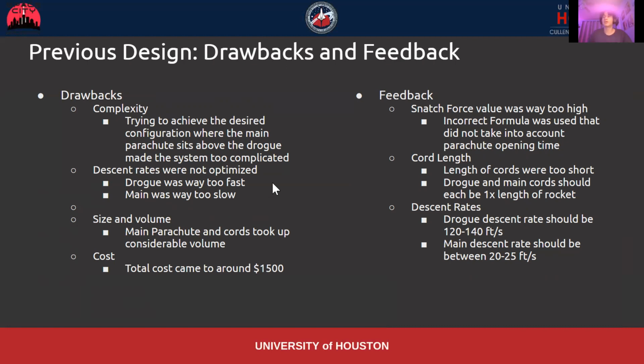For the descent rates, they gave us this guideline that we want to be between 120 to 140. Randy thought that 140 feet per second was okay, but Dom thought that it was too fast. So I say if we have to, I think 140 feet per second should be okay, but if we can avoid going that fast, we should. And then our main descent rate should be between 20 to 25 feet per second. For reference, Oberon's was 22 feet per second.